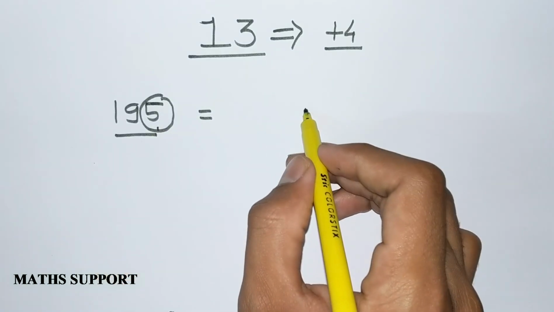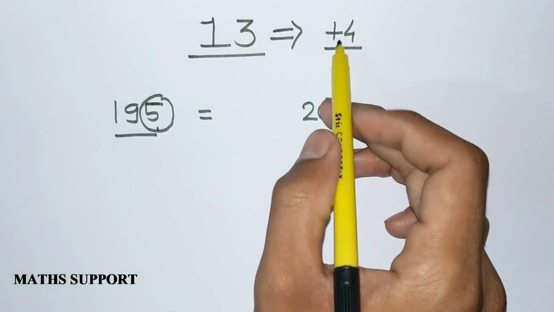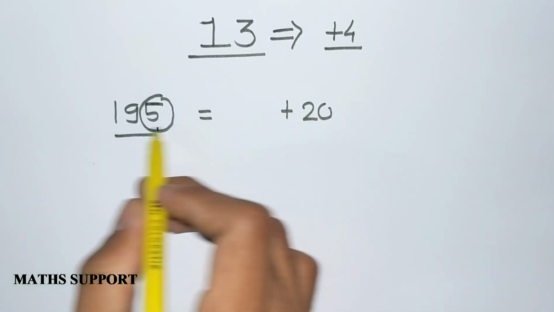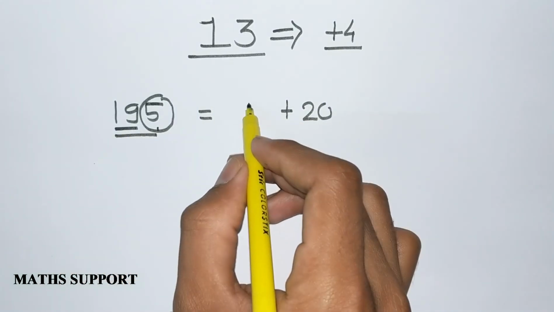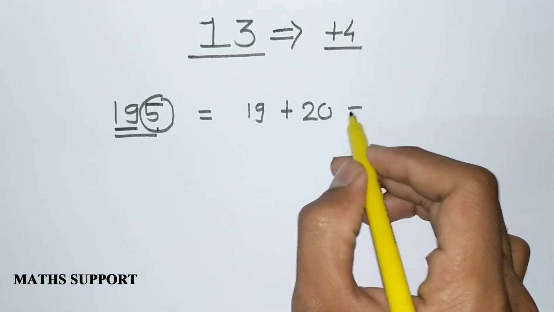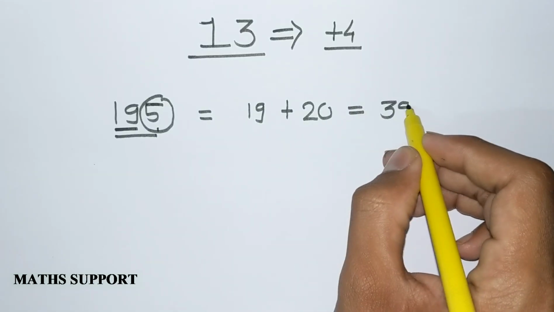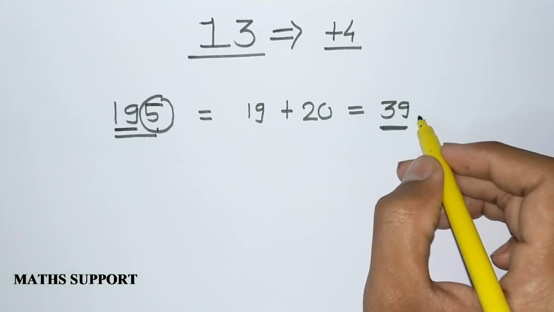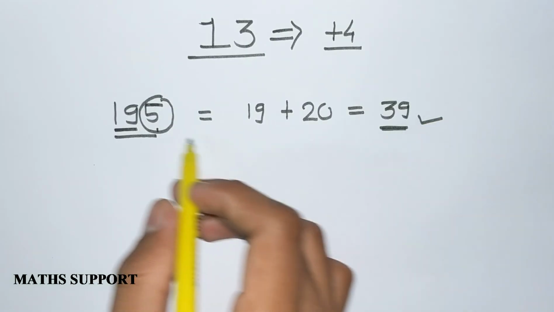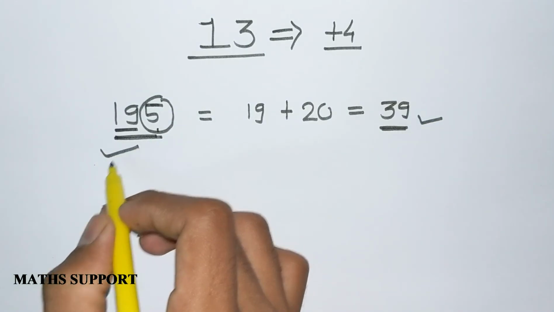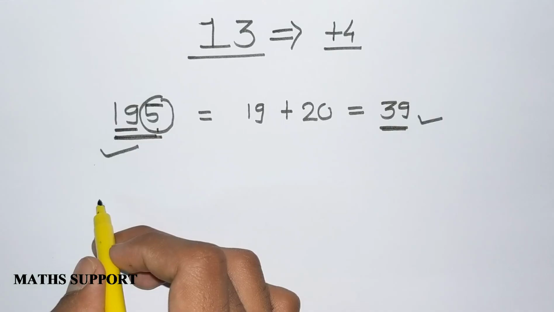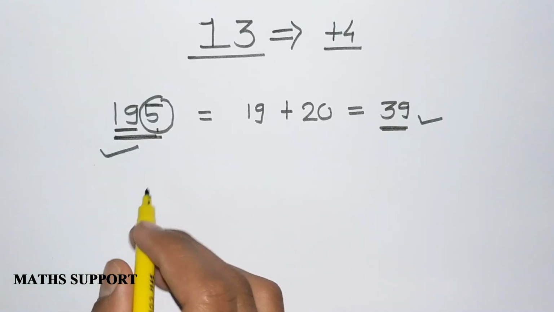So 5 fours are 20. This time we add this number to the remaining number, that is 19, so the result will be 39. Now this number is divisible by 13, that means your original number 195 will also be divisible by 13.